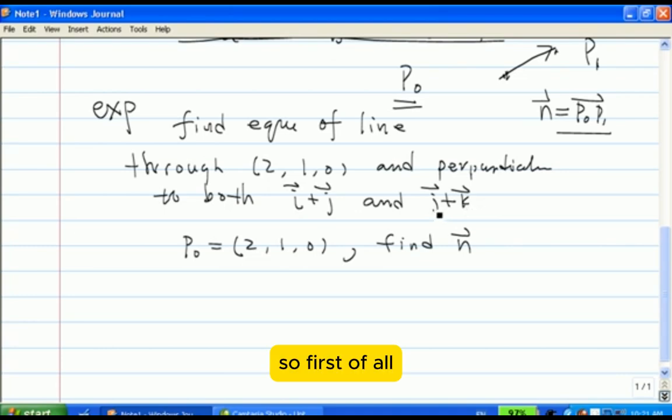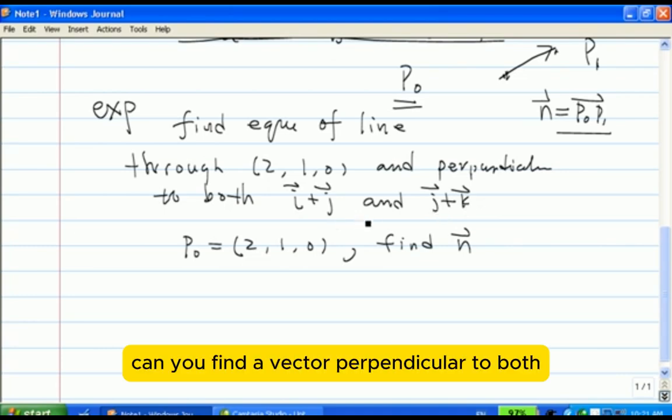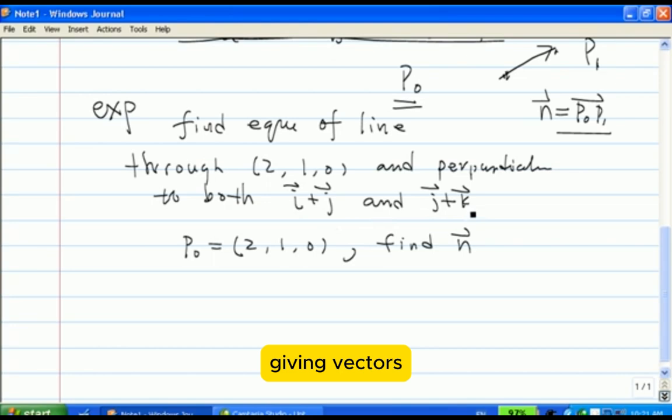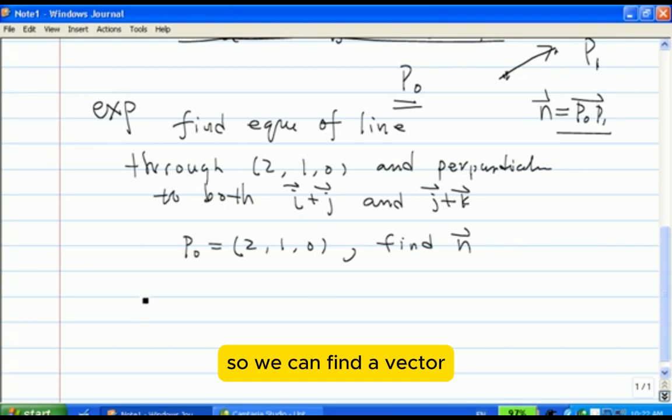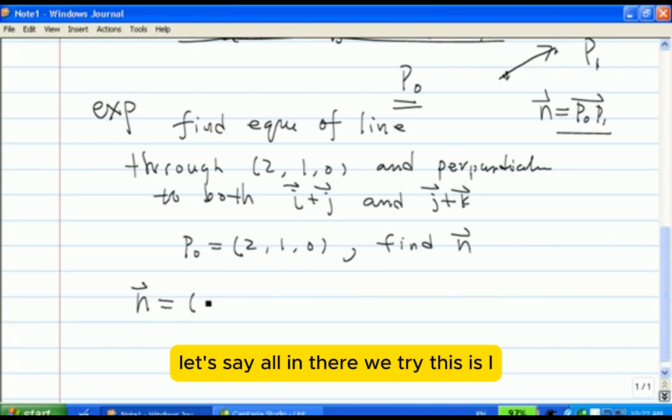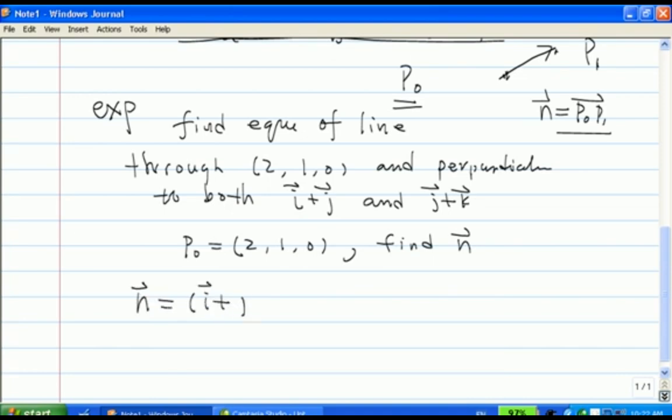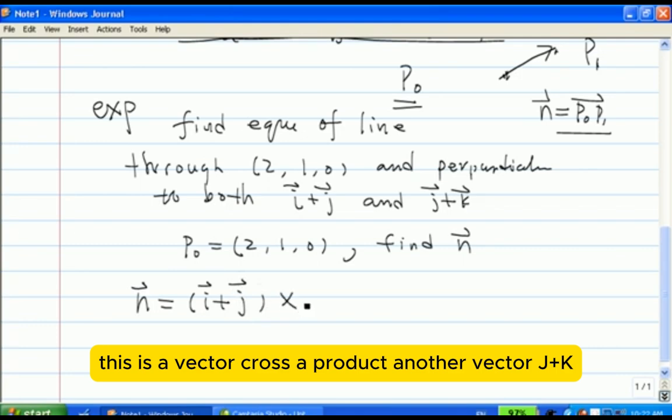So first of all, can you find a vector perpendicular to both given vectors? And we know that's exactly what the cross product does. So we can find a vector, let's say n. We try this: the vector i plus j, cross product with the other vector j plus k.